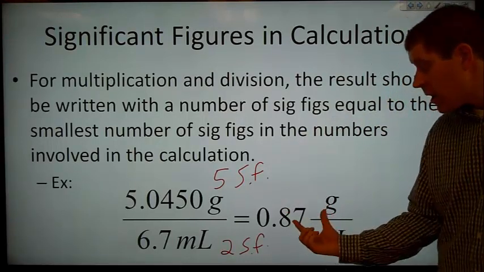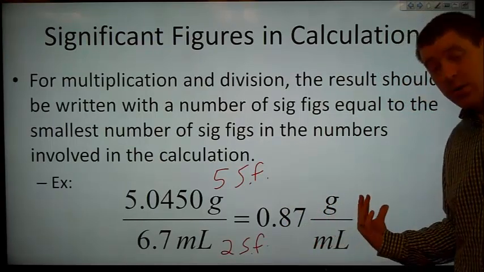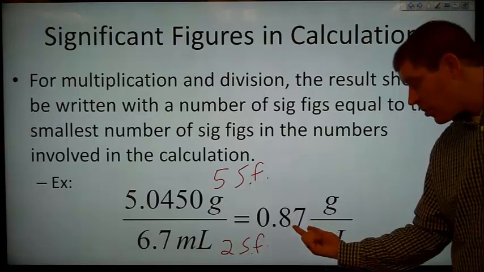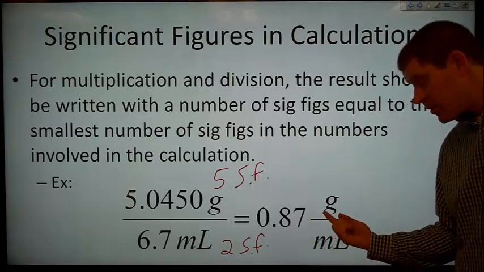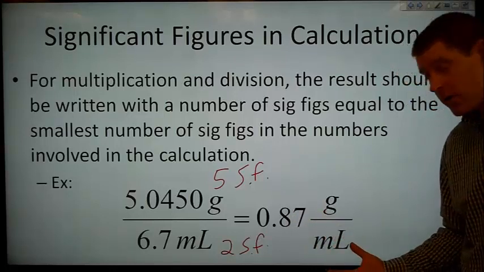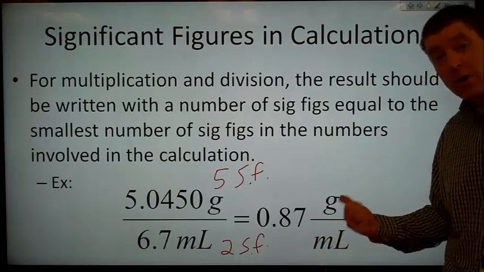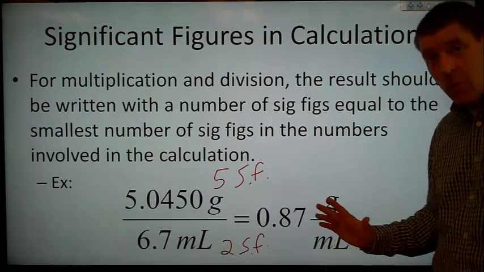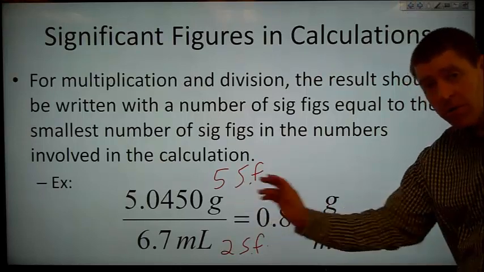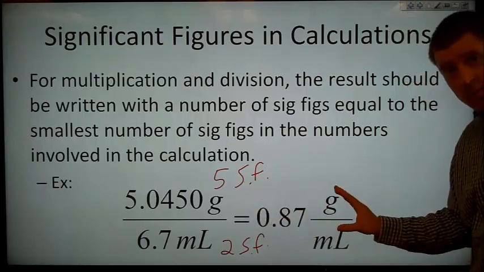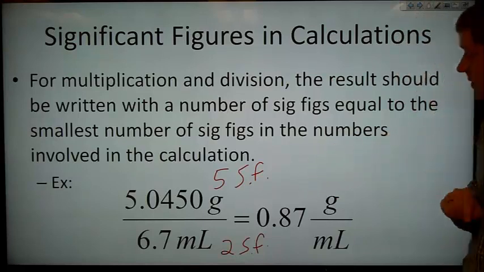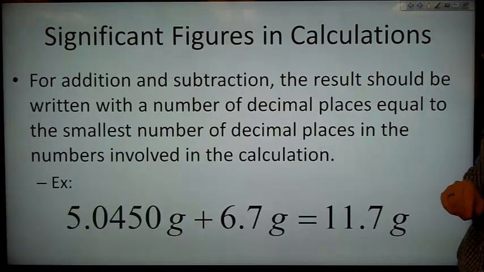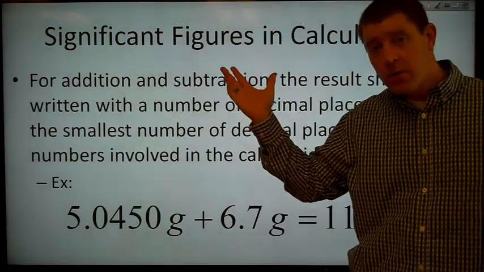Now be careful, because you need to round the next digit. If the next digit makes it 0.874, you want to round down. If it's 0.875, you want to round up. So that'll become 0.88 grams per milliliter. But you don't want to round all of the digits, just this place, just the last significant digit. So that was for multiplication and division.